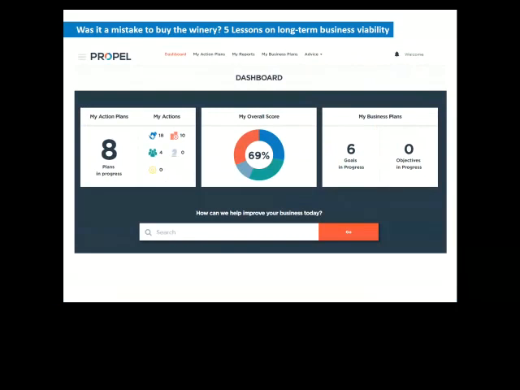So once you do log in to Business Propel, you have the option to search for a business problem you might be having. For example, you can be having a problem around marketing, cash flow, etc. You'll be greeted with a diagnostic or action plans that you can take to actually help you fix your business. And this dashboard shows you the overall scores, etc.